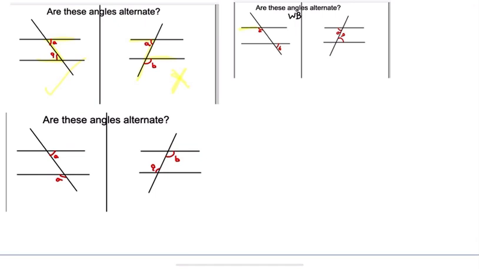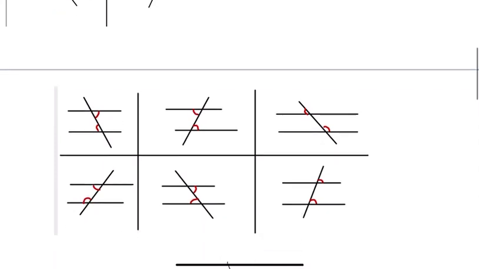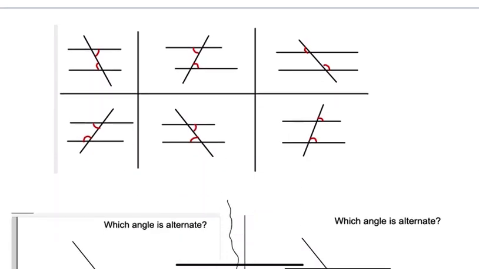On this next one, we're just highlighting the lines that trap our first one, and then the lines that trap our second one, and again, they would not be alternate. This one here, highlighting the lines that trap the first one, and the lines that trap the next one, that would make a Z, so they must be alternate. Now, what I would like you to do is have a go at doing this on these here. So think about if you was to highlight the lines that trap the angle, would they make a Z or not? Pause the video and have a go.